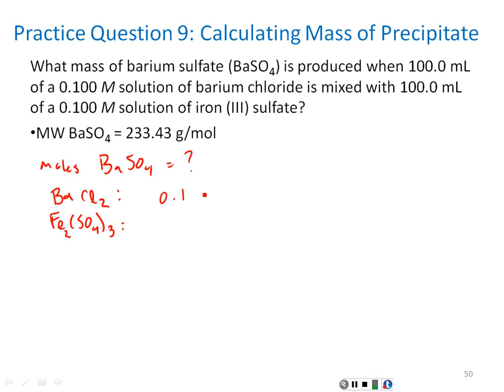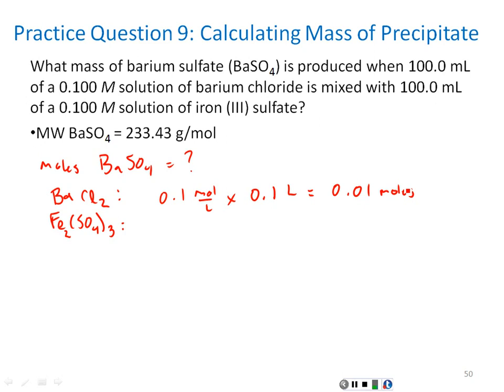And both are the same. We have a 0.1 mole per liter solution, and we have 0.1 liters of that solution. 100 milliliters is 0.1 liters. So in both, we're starting with 0.01 moles of each. And this is where the term limiting reagent becomes important.